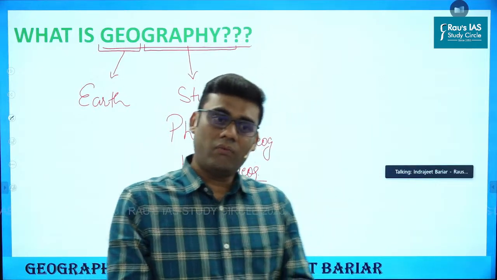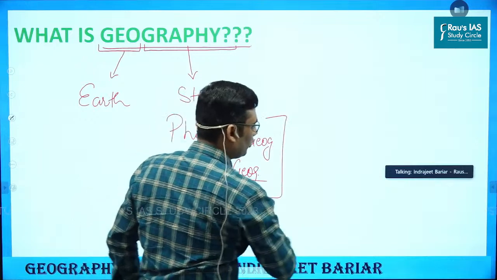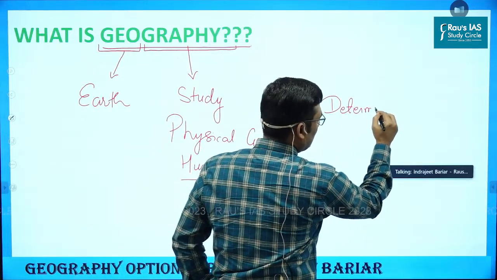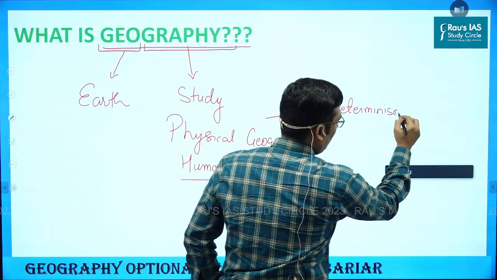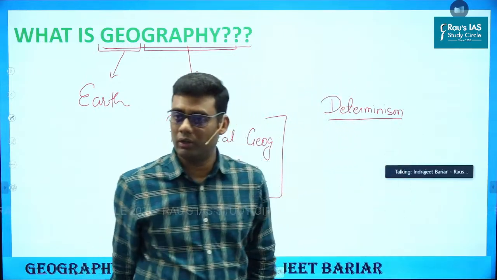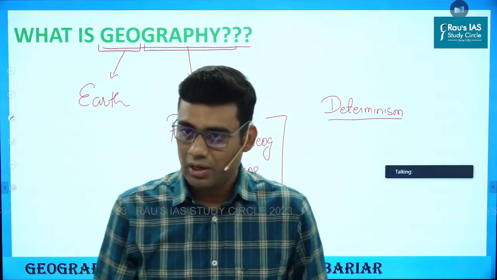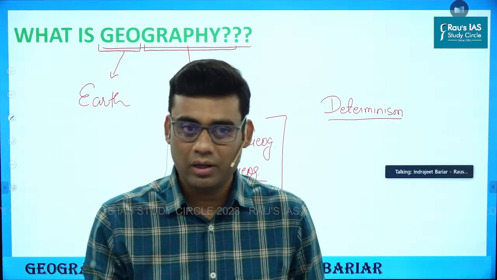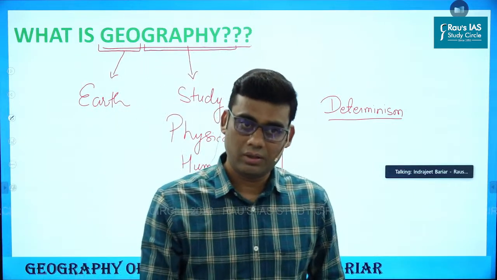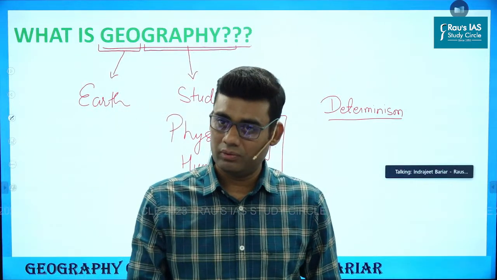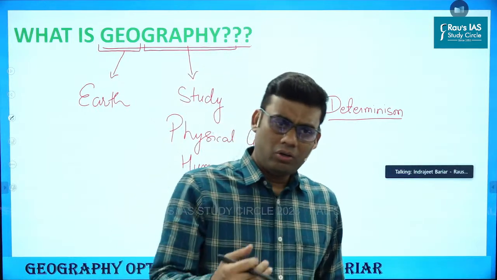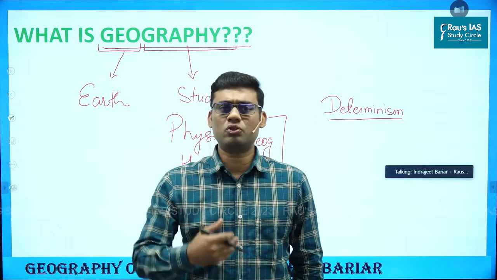In the first school of thought that developed, called determinism or the deterministic school of thought, this school believed that nature is the master and man is the slave. That is, nature commands man. And to a great extent, this aspect is true also.